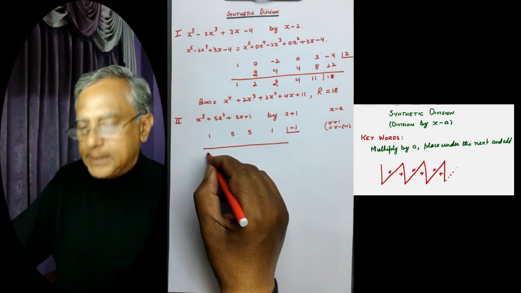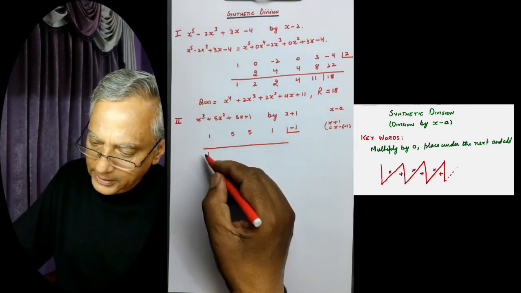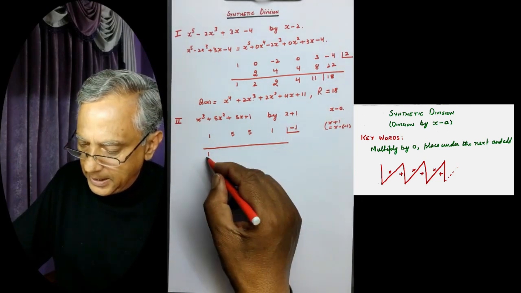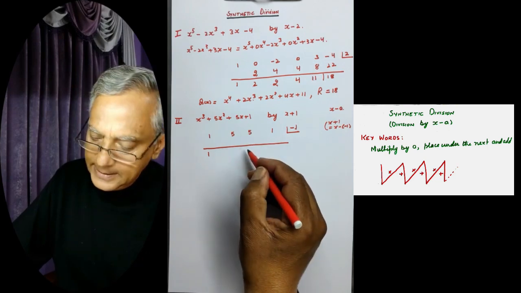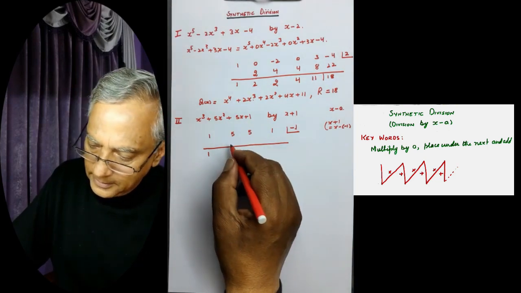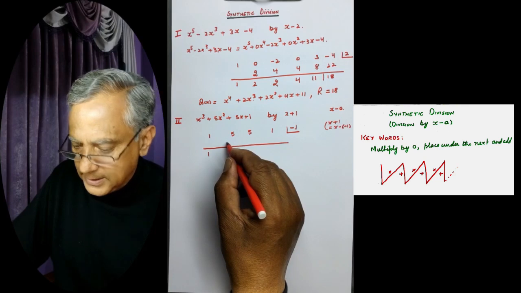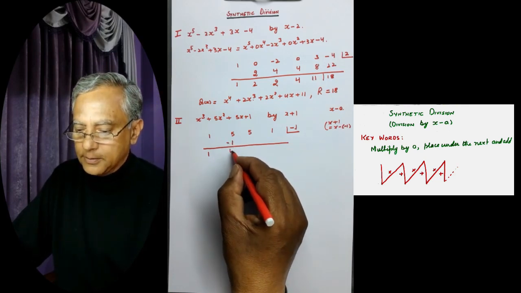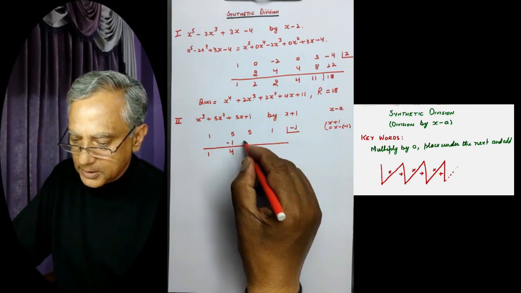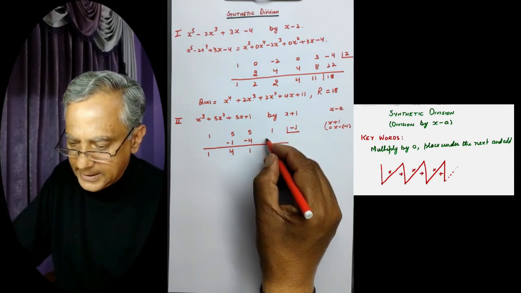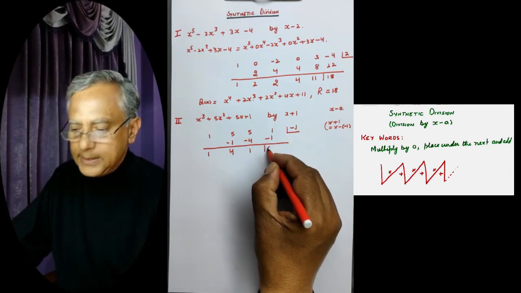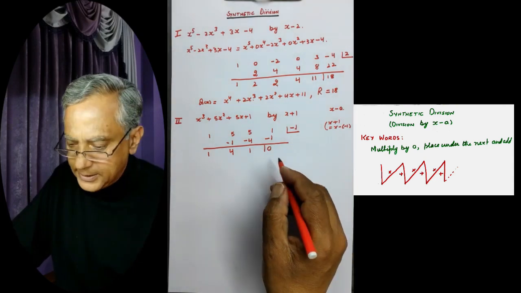So this is the starter. Now multiply with this, place under the next, add. Multiply, place under the next, add. Multiply, place under the next and add. This is the rule. So this is minus 1, add. Multiply by this. This will be minus 4, add 1. Multiply by minus 1, place under the next and add. So this is 0. So remainder is 0.